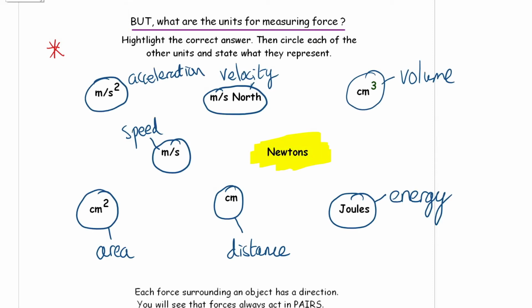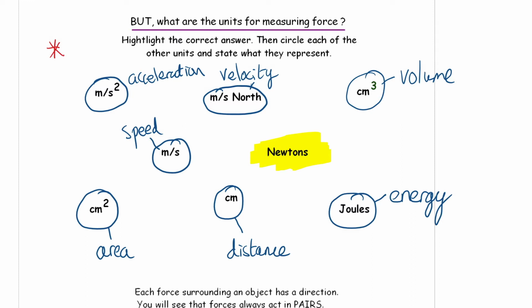Okay, you compare yours to what you see on the screen at the moment. You can see newtons has been highlighted because that's the correct unit for force. You can also notice with newtons there's a capital N because it's the surname of Isaac Newton, a proper noun. The same actually for joules, you can see for energy.